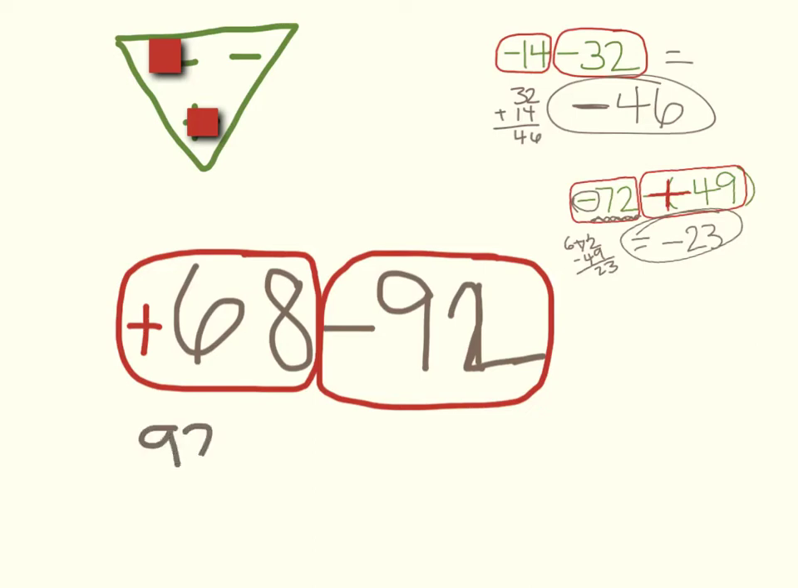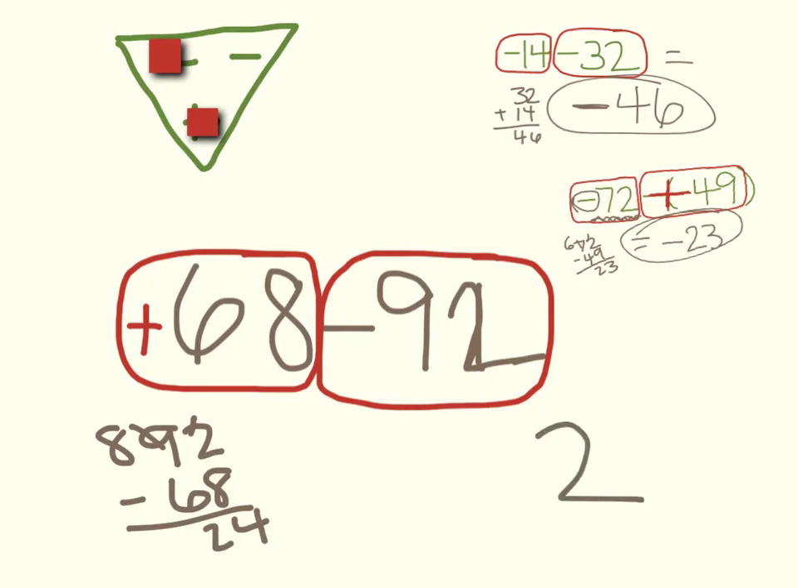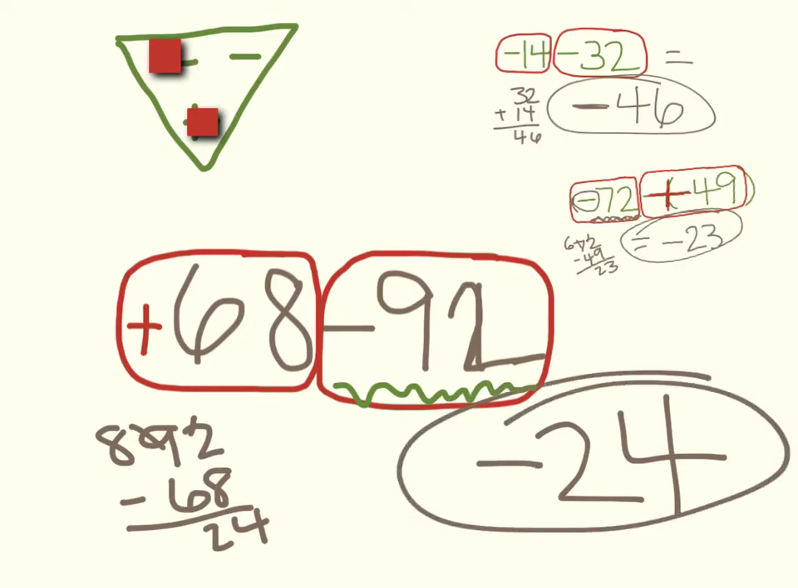So 92 minus 68. And again, we have to borrow. So my answer then becomes 24. Now we have to ask if it's positive or negative, so we look for the biggest absolute value. And this one has the biggest absolute value, so I'm going to put a negative sign there, so my answer is negative 24.